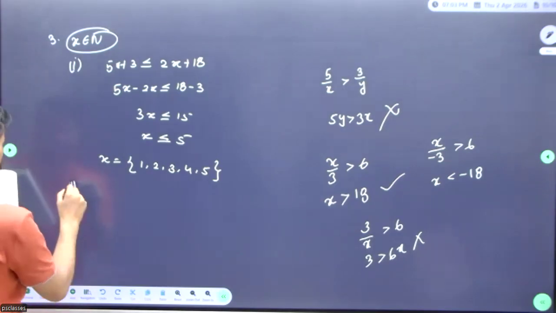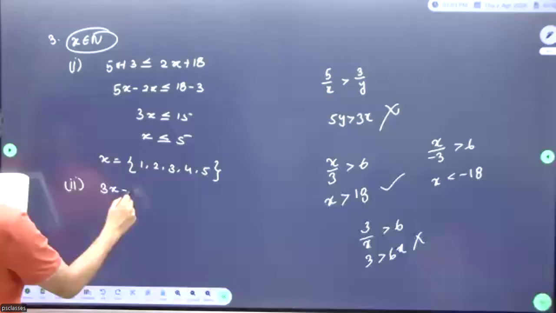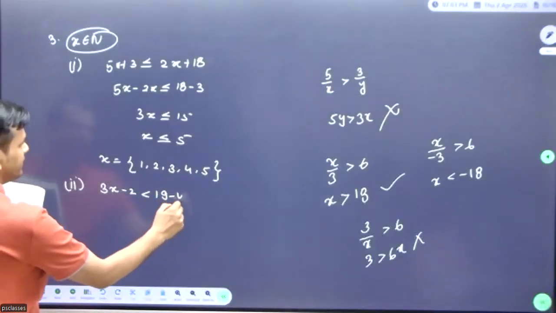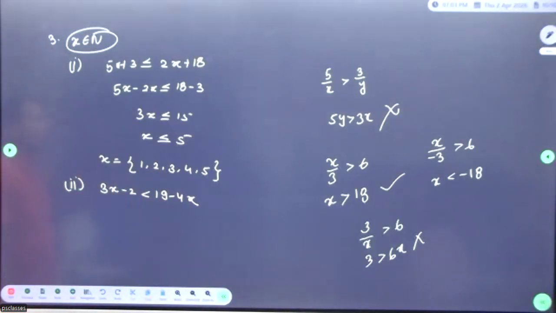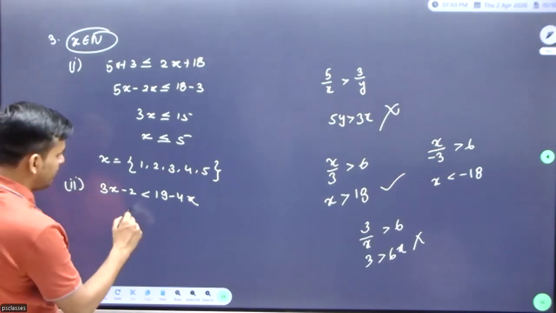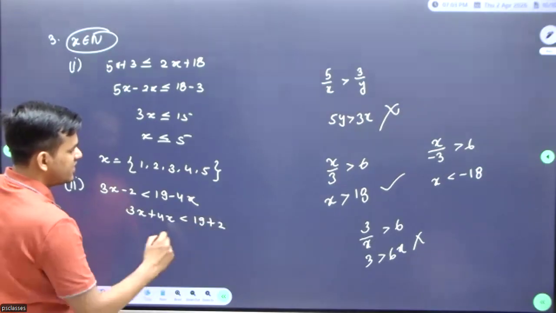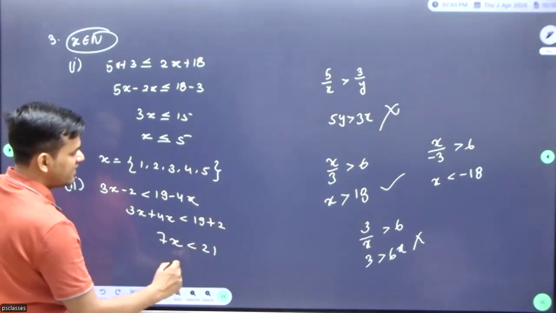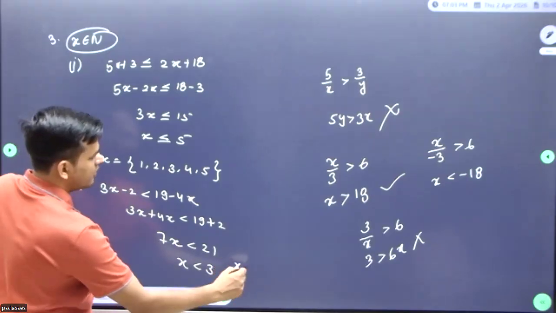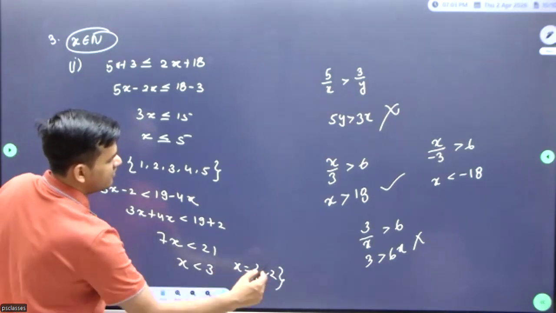Second part, 3x minus 2 is less than 19 minus 4x. In this case, you can change it: 3x plus 4x less than 19 plus 2. So 7x less than 21, or x less than 3. So x equals 1, 2.